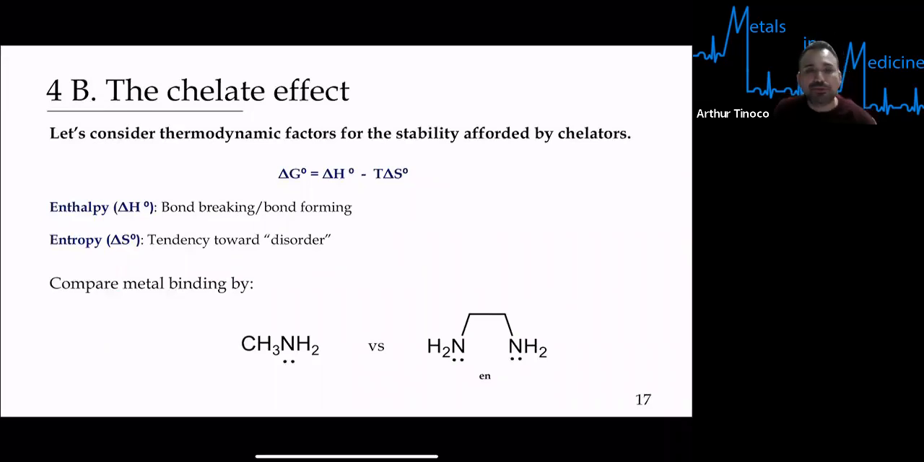All right, now let's break this down into the thermodynamic components of what's really underlying the chelate effect. Here we're looking at the Gibbs free energy and its components. So delta G equals delta H, where delta H is the enthalpy. In this context, we're talking about the contributions of bond breaking or bond formation. This is subtracted by temperature multiplied by delta S, with S being entropy, the tendency towards disorder. What we're going to focus on is which of these, the enthalpy or the entropy, is really underlying the chelate effect.